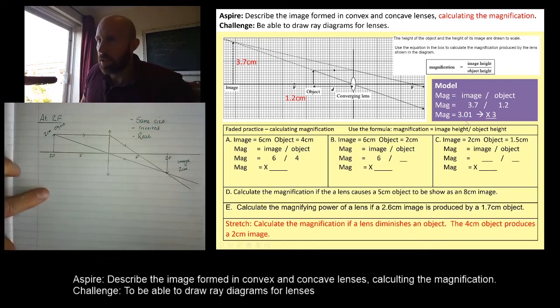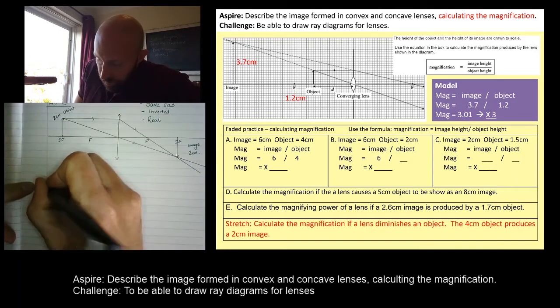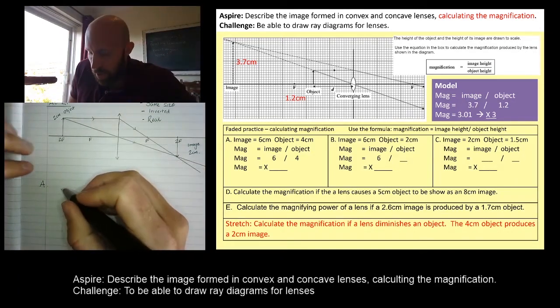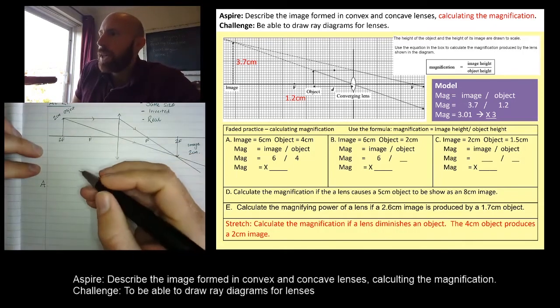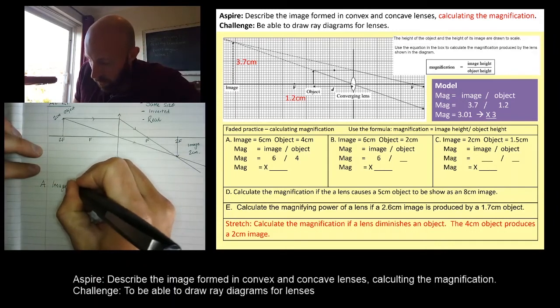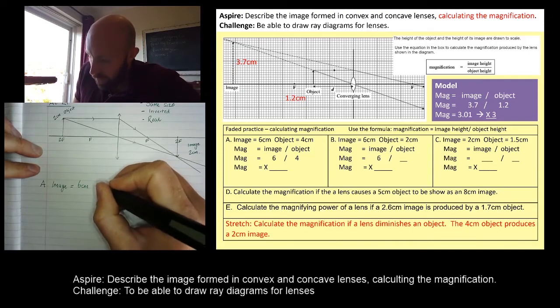So in your book, let's just put A. And we're going to work through this one together. So the first thing we always do is we write down what we know, the same of any equation. So we know in A, the image equals 6 centimeters.